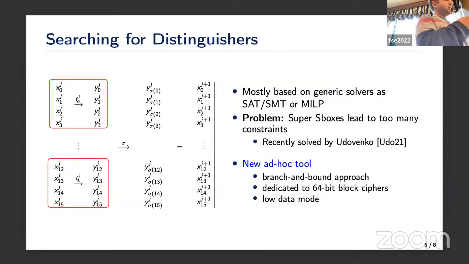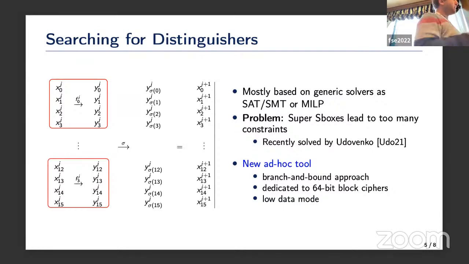And the main problem is that most models to search for integral distinguishers use generic solvers, SAT or MILP. And the problem is describing the constraints: the constraints for describing the propagation table of super S boxes are too big. In the propagation table of super S boxes, there are millions of constraints and valid transitions, and describing it in a MILP model leads to very inefficient models. That was recently solved by Udovenko, but in this paper, we chose another way.